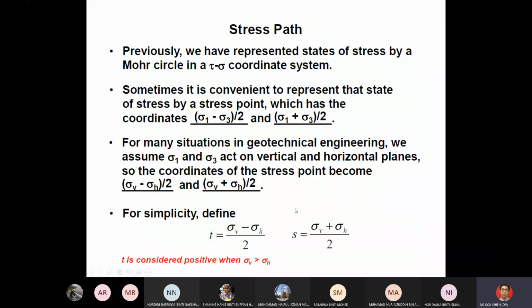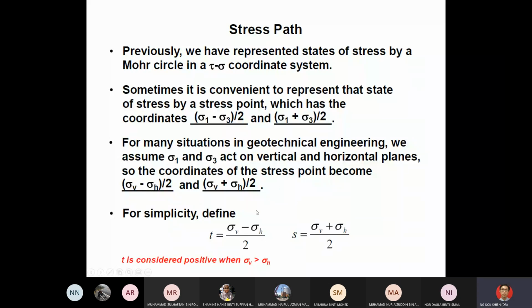Before we go to that, again, sigma 1 minus sigma 3 over 2 is on the y-axis. Sigma 1 plus sigma 3 over 2 is on the x-axis. You can also write in terms of V and H. V means vertical, H means horizontal. Vertical stress, horizontal stress, or sigma 1, sigma 3. Same thing, in our triaxial test.